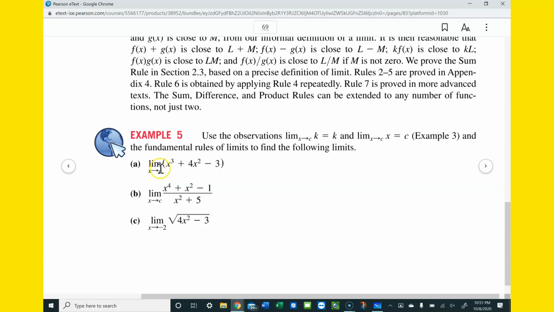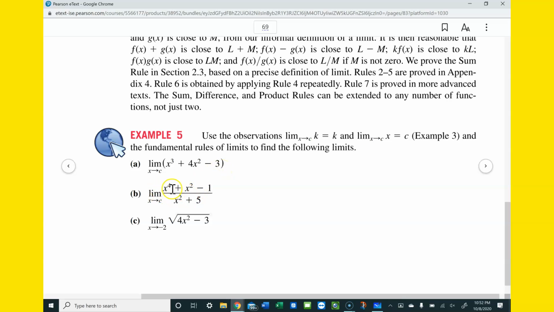All you have to do to find the limit of a function as x approaches a certain value is just plug that value in for x. As long as nothing weird happens, you're good. So the limit of this function, as x approaches c, would simply be c cubed plus 4c squared minus 3.